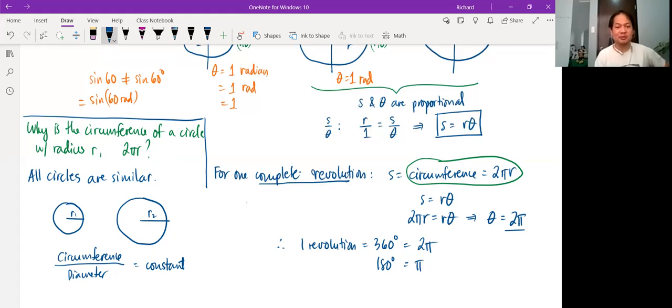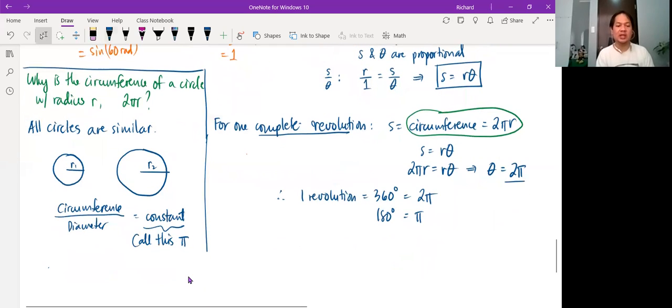Okay. But first off, I think you're familiar with this, right? Because of the fact that all circles are similar, the ratio of the circumference over the diameter, no matter how large the circle is, is always going to be constant. So what mathematics did is call this pi. And that's how we arrive at the formula that the circumference is equal to pi times the diameter, and the diameter is twice the radius.